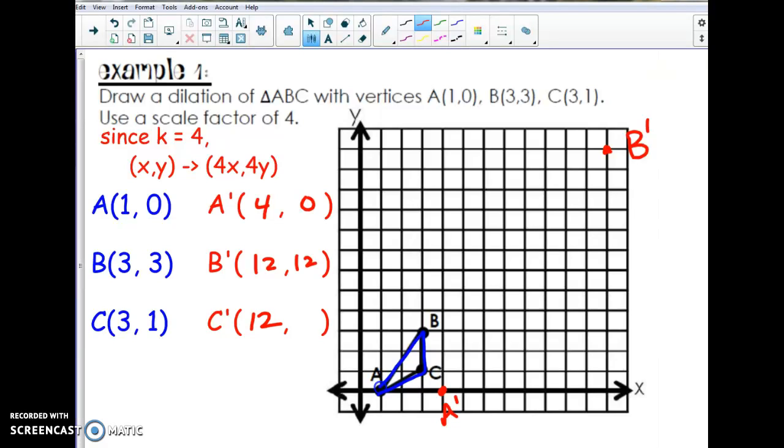4 times 3 is 12. 4 times 1 is 4. So where's the point (12, 4)? Right here. What do you notice about your image? It's huge. It's 4 times bigger, right? That's what happens with a dilation when you're enlarging, when you're multiplying it by 4. Okay? Any issues, any questions?